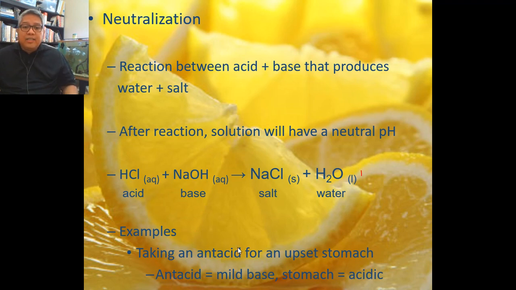Okay, taking an antacid for upset stomach. So basically, antacid is a mild base that will lower the acidity, that will try to increase the pH of your stomach acid, to make it more neutral.